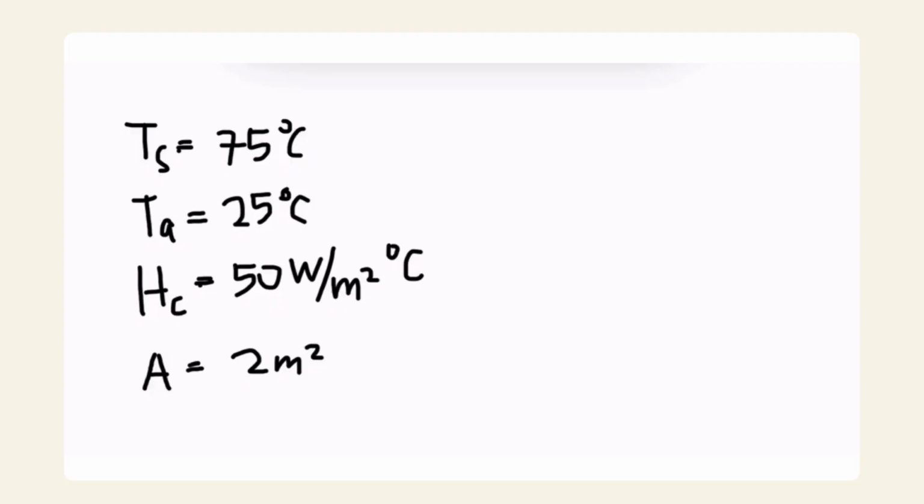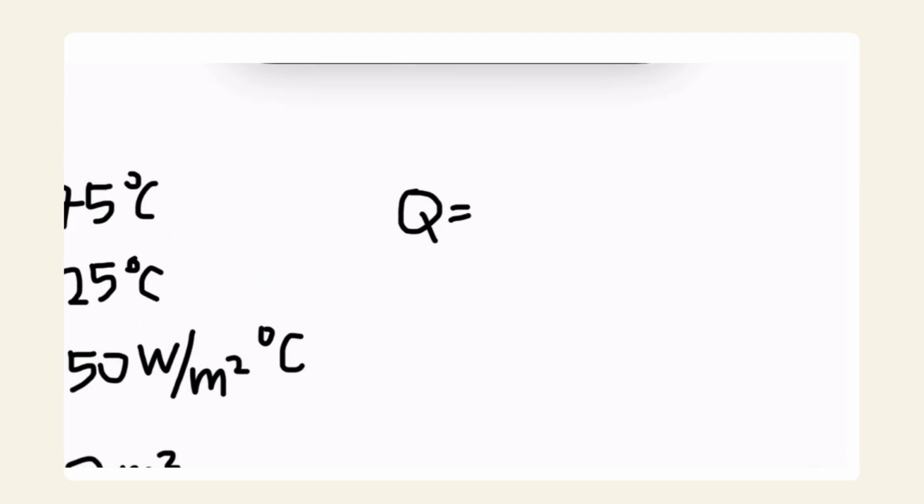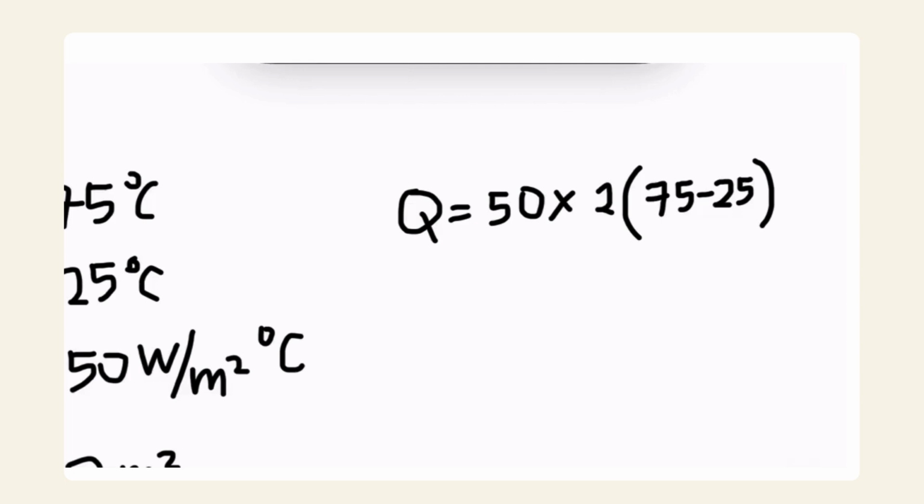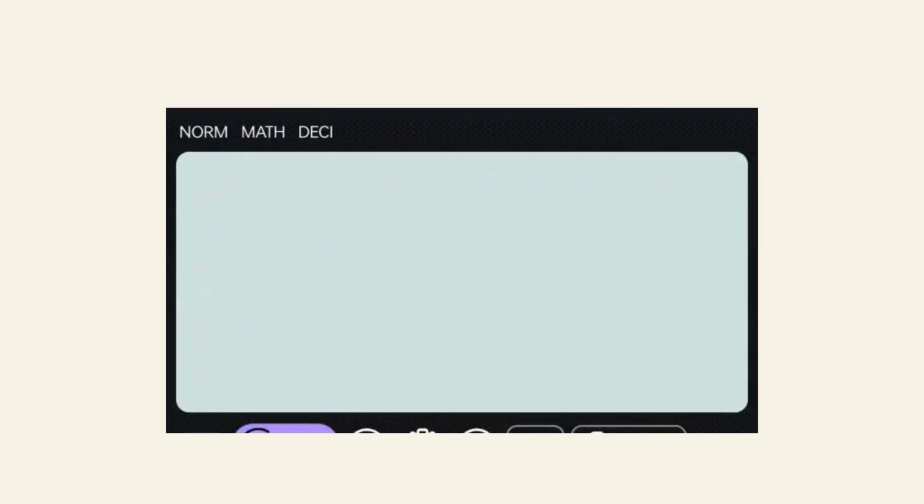Now let's substitute the given values into the formula, wherein Q is equal to 50 multiplied by 2 multiplied by (75 minus 25), which gives us 5,000 watts. So the rate of heat loss from the plate to the surrounding air is 5,000 watts.